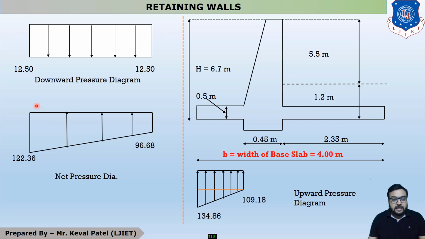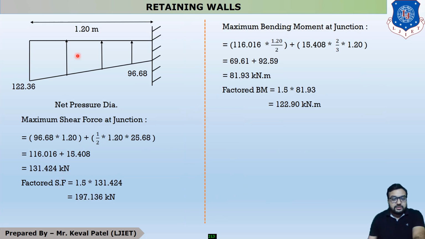Similarly, at this point, our upward pressure is 134.86 and our downward pressure is 12.50. So what is the net pressure? Our net pressure is upward pressure minus downward pressure. So it is 122.36 kilonewton per meter square. So we have to design our toe slab component with the help of the net pressure diagram. So this is our net pressure diagram. The width of the toe slab is 1.2 meter.